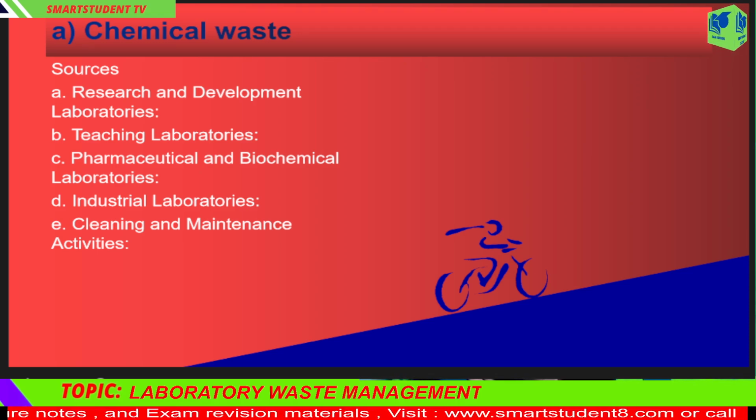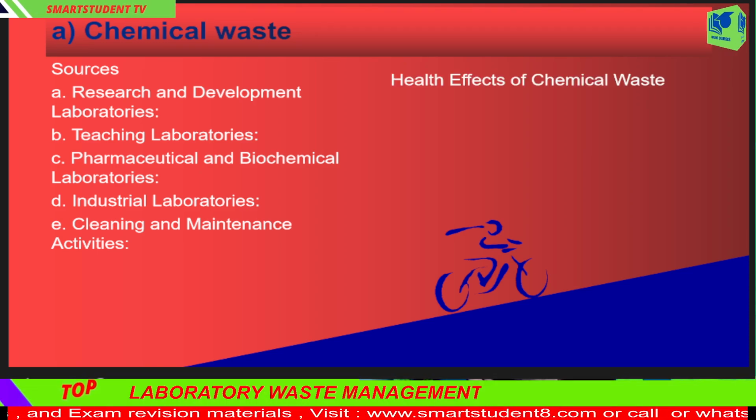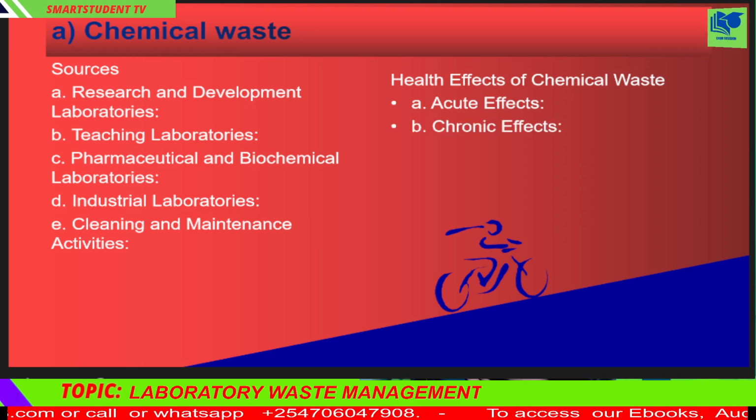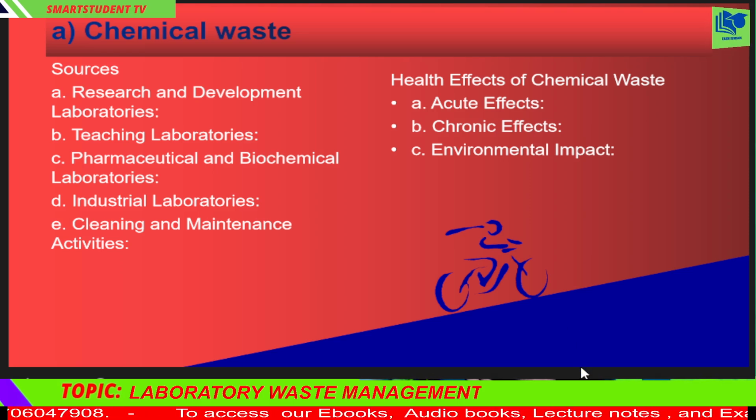4. Health effects of chemical waste. Exposure to chemical waste can have acute and chronic health effects, depending on the type, concentration, and duration of exposure. A. Acute effects. Immediate health effects such as skin burns, eye irritation, respiratory distress, nausea, and dizziness. B. Chronic effects. Long-term health issues such as cancer, liver and kidney damage, neurological disorders, and reproductive toxicity. C. Environmental impact. Contamination of water, soil, and air can harm ecosystems and bioaccumulate in the food chain.